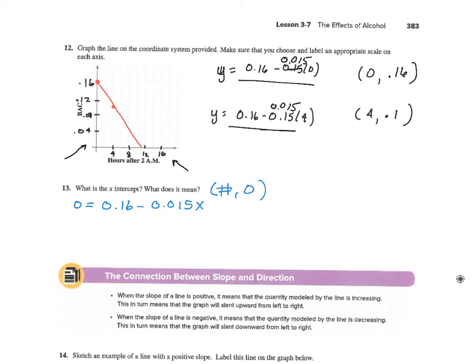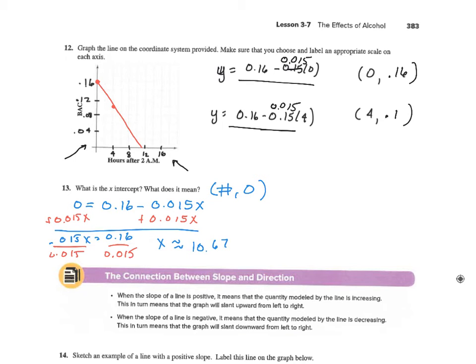So it really doesn't matter to me if you add the 15 thousandths x to both sides or if you subtract the 1600ths. It doesn't matter. So I'm going to go ahead and add this 15 thousandths x to both sides. And I get 15 thousandths x equals 1600ths. And then divide both sides by the 15 thousandths. And I get x is roughly 10.67. Okay, so that's what our x-intercept would be.